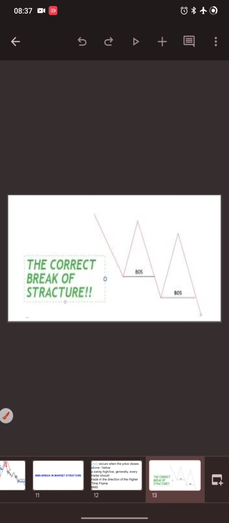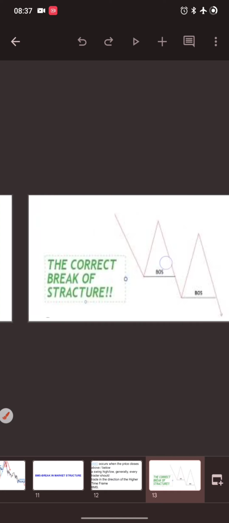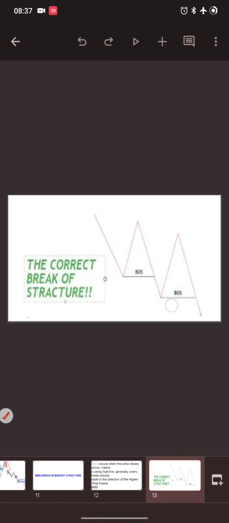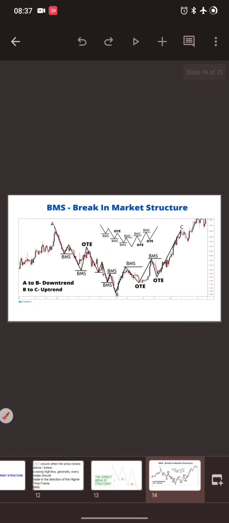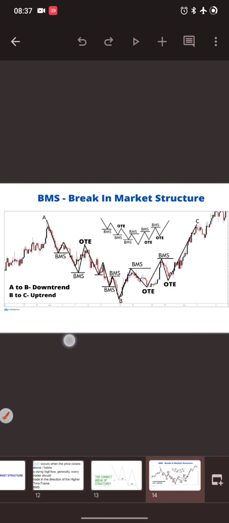The breaking market structure, as if it's a downtrend, swing lows will be broken, like what you are seeing here. Swing lows will be broken, and swing highs will be respected, like what you are seeing here. Swing highs are being respected. So that's basically break of market structure. So I brought a chart here to help us with that.